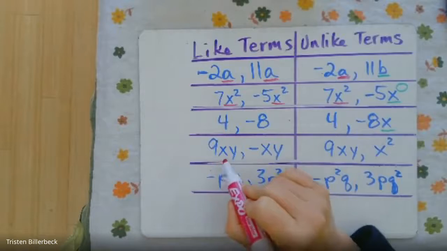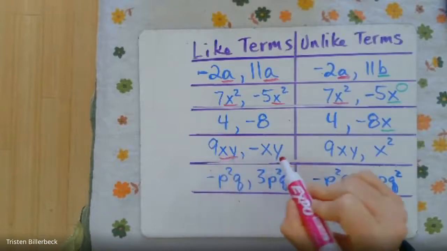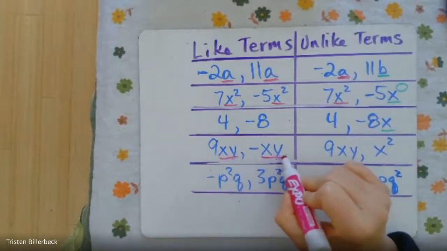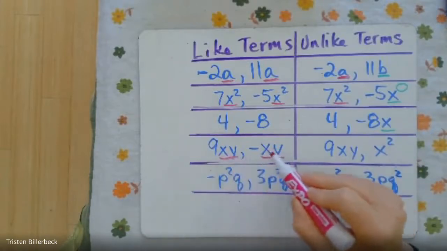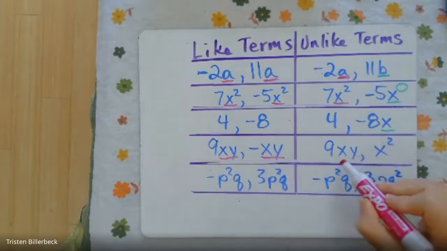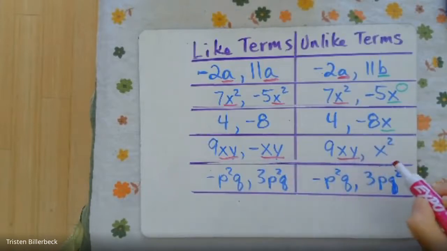Now, when we look at this one, we have an xy variable pair, but both of them have an xy variable pair. So we have 9xy and minus xy. So here we have xy, but then we just have x squared. So that is not the same.